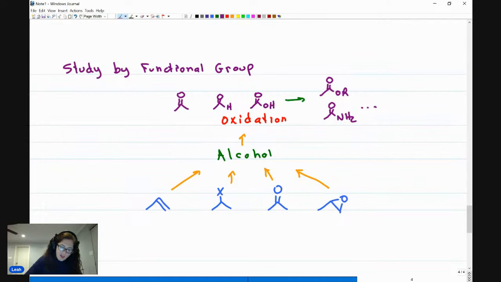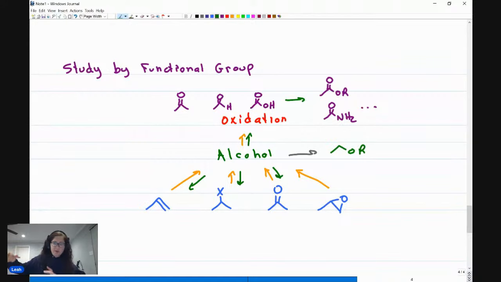Now, once you have the alcohol, what can you do with an alcohol? Well, we can turn it into an ether. We can turn it back into an alkene, back into a halogen. We can turn it back into a carbonyl, but we kind of mentioned that up there when we talked about oxidation. You can't quite turn it back into an epoxide, but you can take a couple of steps to get there. So do you see how it's not just here's a reaction, here's a functional group, learn all the reactions?